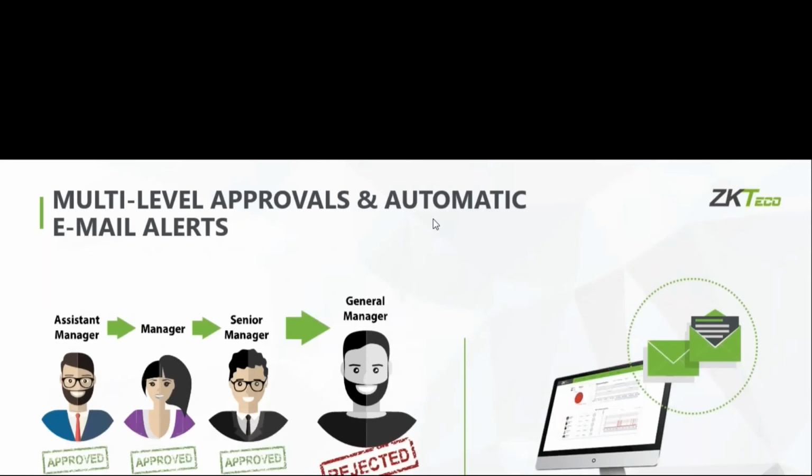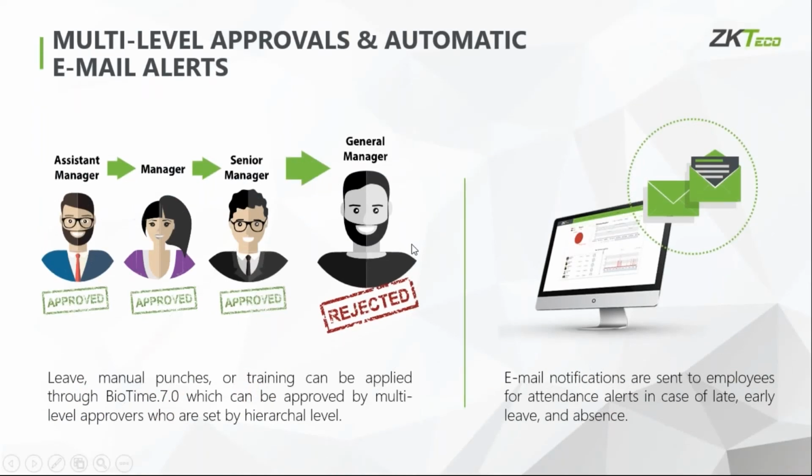So I hope you understand the approval part. Approval emails are automatic. You can set the frequency for the exception emails. For the approval emails, they are sent at the same moment: whoever is approved, rejected, or applied, all these things, it will send you the approvals at the same time.